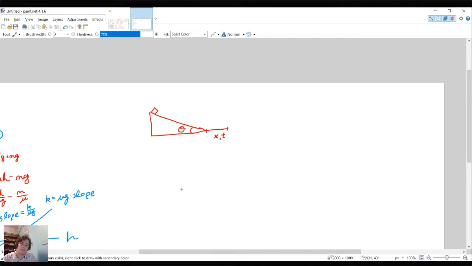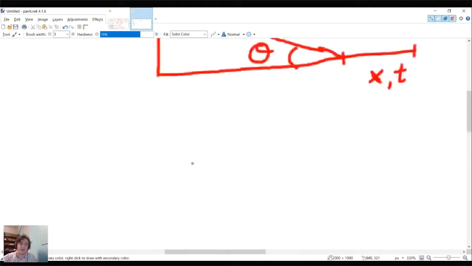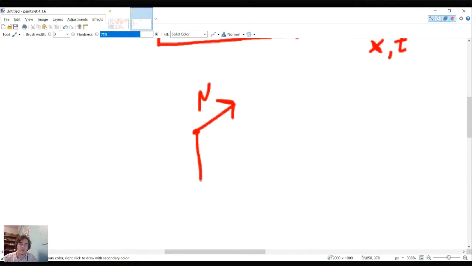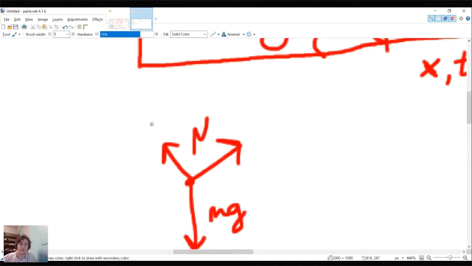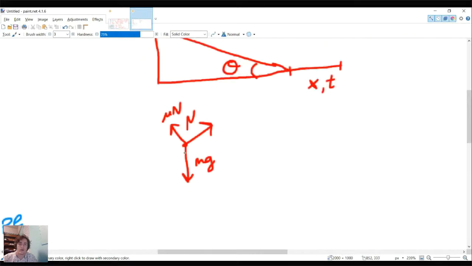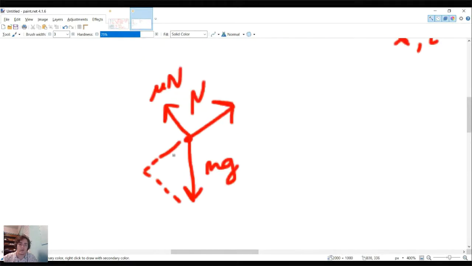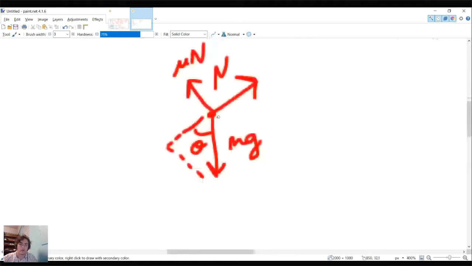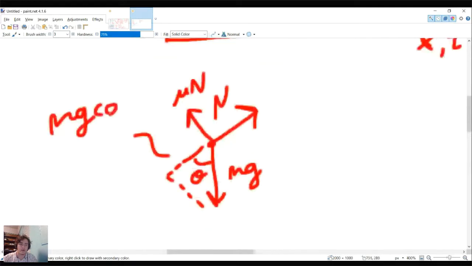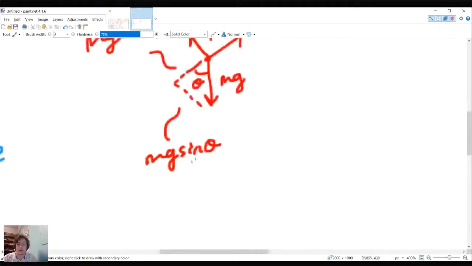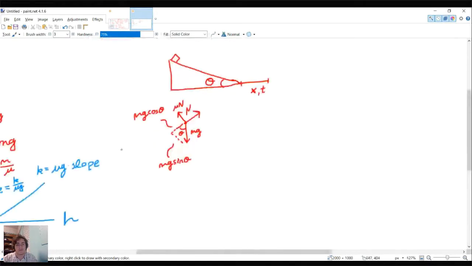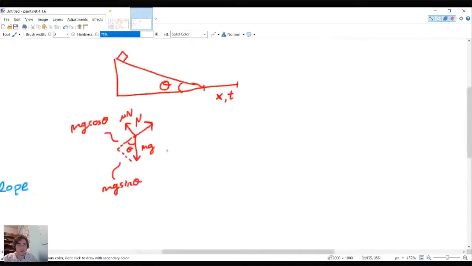So we need to find the acceleration first. So let's draw a free body diagram for the block. We have a normal force pointing perpendicular to the plane, force of gravity pointing down, and friction force, which is equal to mu times the normal force. Breaking stuff into components, just as usual. We have mg cosine theta and mg sine theta. You probably have these memorized, the mg cosine theta, mg sine theta down an incline, but some people might not. I for sure don't ever.